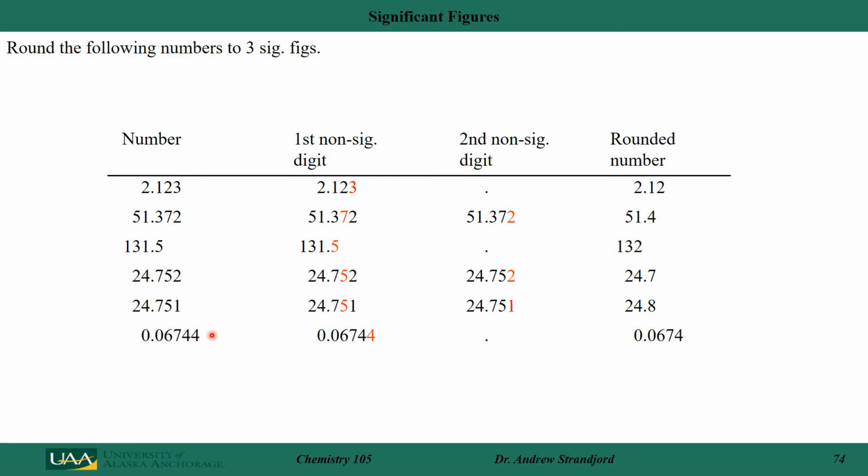Let's now look at a number which only has digits to the right of the decimal point. In this case, I have 1, 2, 3, 4 digits. I'm going to look at the first non-significant digit, 1, 2, 3, 4. That would be 4. It's less than 5, so I round it down to 0.0674.